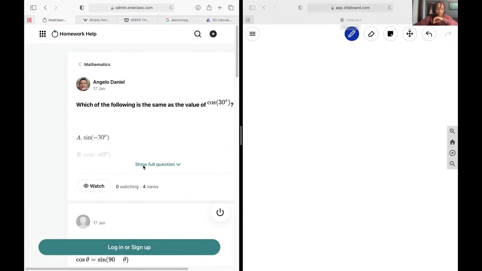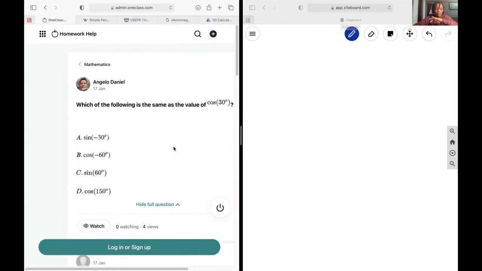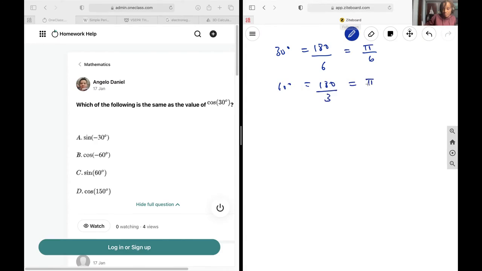Okay, next up we want to look at which of the following will have the same value as cos of 30. We're going to just transform everything into radians. We know that 30 degrees is equal to 180 over 6, and we know that 180 is equal to pi, so it's pi over 6. 60 degrees is 180 over 3, so this is pi over 3.